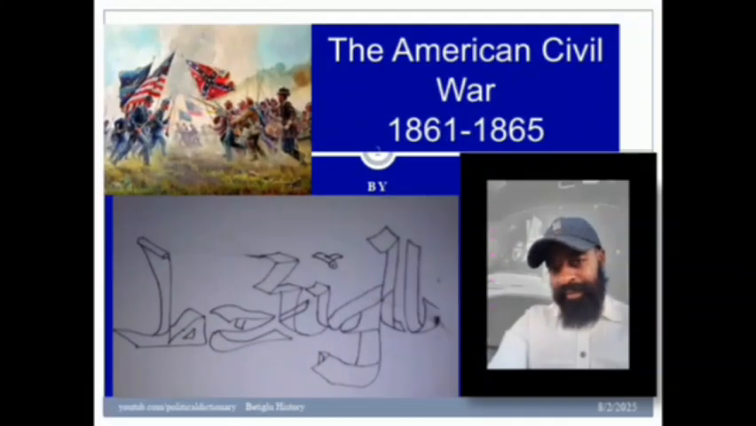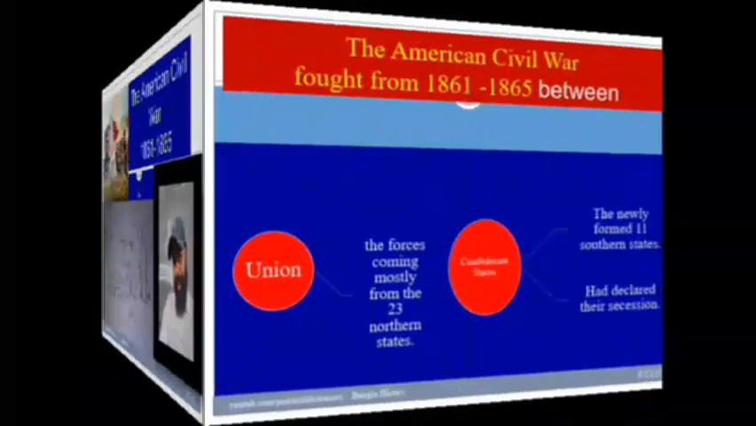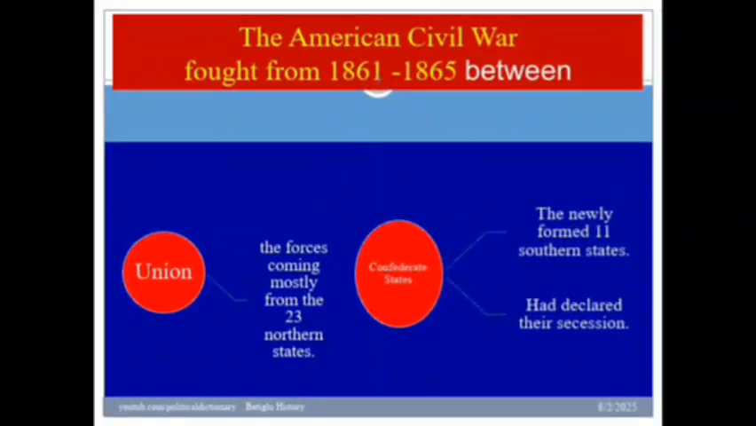Brainstorming question. What were the divisive issues between northern and southern states of the USA? Origins of the conflict.